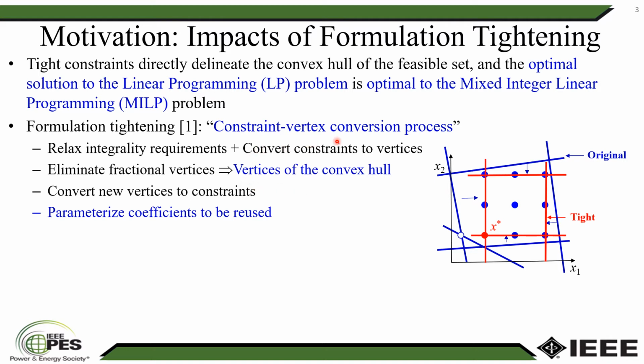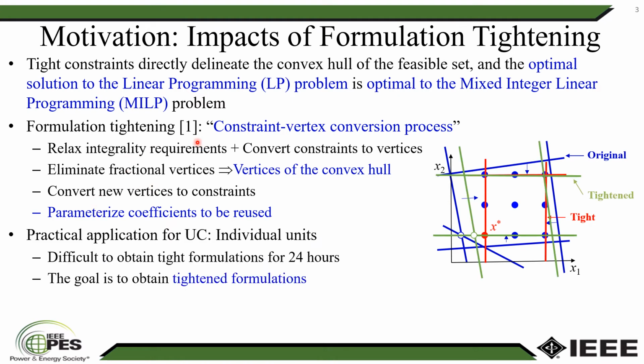We use the constraint vertex conversion process to get tight formulations. You can learn more about it in one of our previous studies. In practice, however, it's very difficult to obtain tight formulations for individual units for 24 hours. Hence, the goal is to obtain tightened formulations. The green lines represent the tightened formulation. Its LP optimal is very close to the MILP optimal, but not exactly the same. However, its LP optimal is a lot better than the original formulation. Hence, we get approximate optimal solutions.